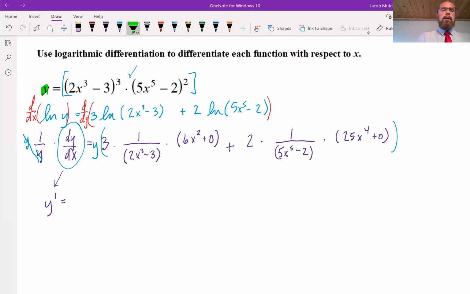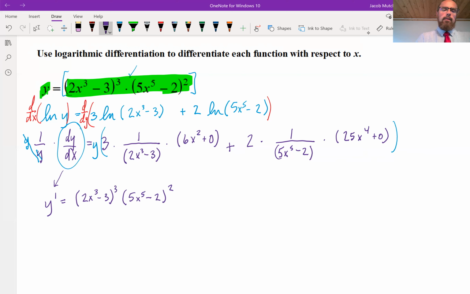So remember, y equals this product of two polynomials. So I'm going to substitute back for y that right side, 2x cubed minus 3, cubed, times 5x to the power of 5 minus 2, squared. And again, that's substituting y back.